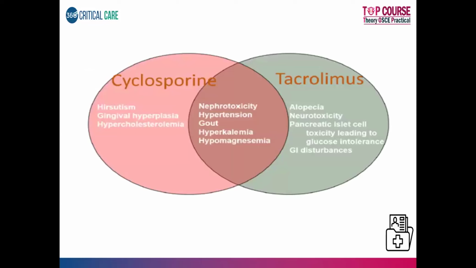Now coming to the side effects of cyclosporin and tacrolimus. Cyclosporin causes hirsutism, gingival hyperplasia, and hypercholesterolemia, whereas tacrolimus causes the opposite, alopecia. It has an increased risk of neurotoxicity, and it causes pancreatic islet cell toxicity leading to glucose intolerance, and it has some GI disturbances. Both together have nephrotoxicity and increased chances of hypertension, gout, hyperkalemia, and hypomagnesemia.